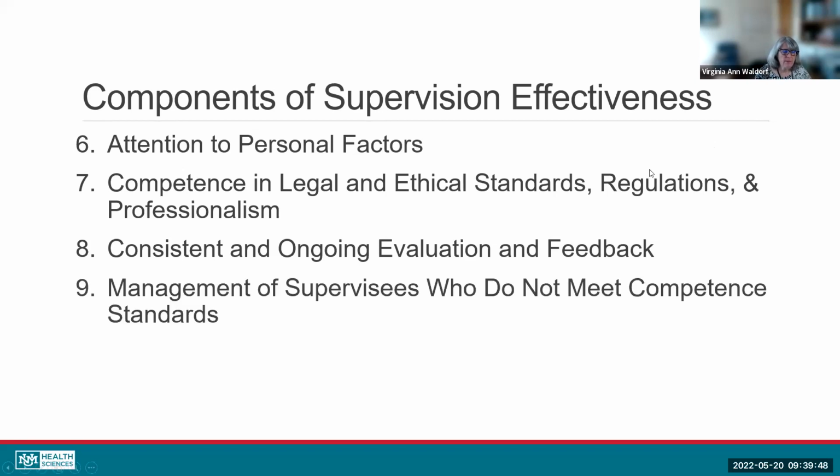The other thing that makes supervision effective is management of supervisees who don't meet competency standards. And certainly the intern handbook has a very clear outline of what that means and what that will look like. I believe that should be an integral part of the supervisory contract at each site. And then in a complete nod to our Office of Professional Wellness colleagues, the final thing that makes us effective supervisors is self-care, and not always easy to do.